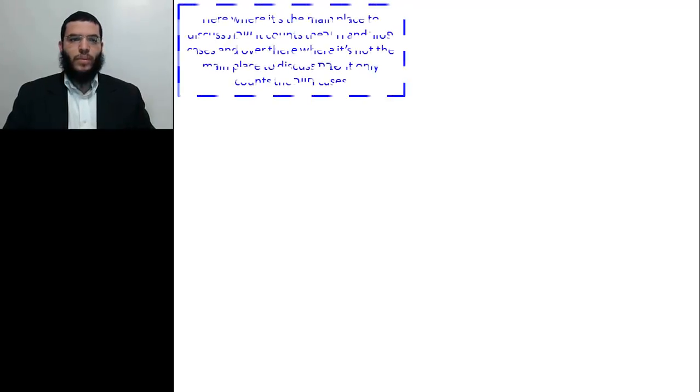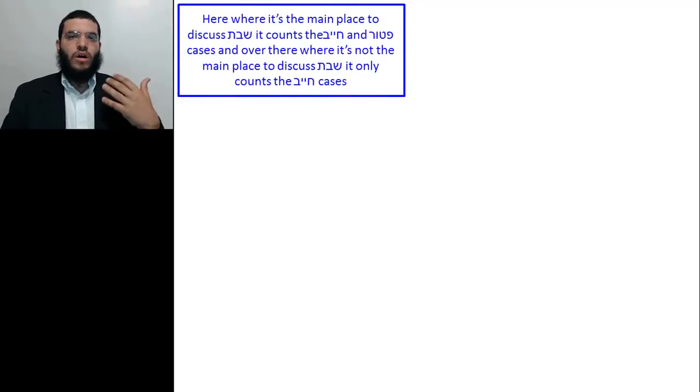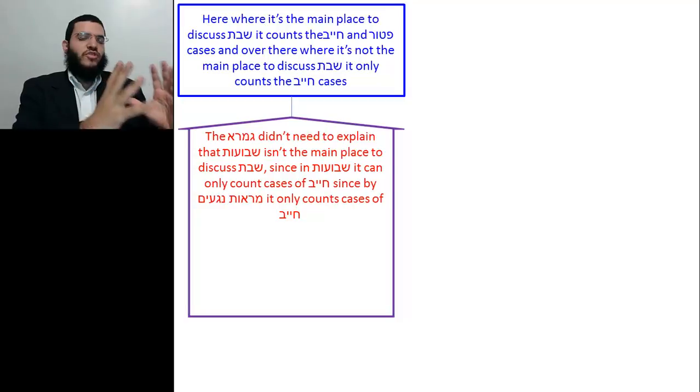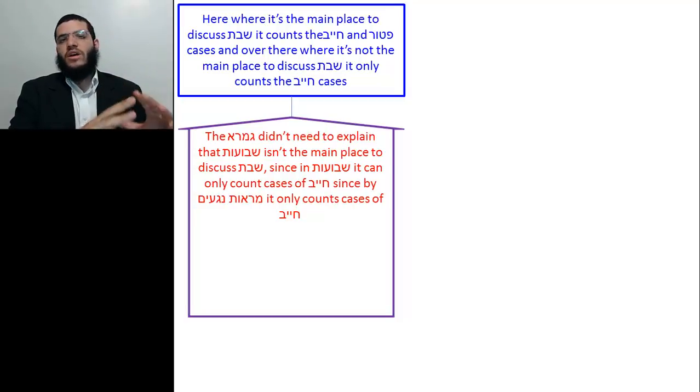Let's see that. So the Gemara answered, Hasam, the Hachad, the Iker Shabbasu, here that it's the main place to discuss the topic of Shabbos, it teaches the Chayiv and Pater. Hasam, the Lav Iker Shabbasu, over there where it's not the main place to discuss the topic of Shabbos, Chayuvitani, P'turi Leitani, it teaches the Chayiv cases, but it doesn't teach the Pater cases. Says Tosfos, the Gemara had no need to explain that by Shavuos it doesn't count the Pater cases because it's not the main place to discuss the topic of Shabbos.